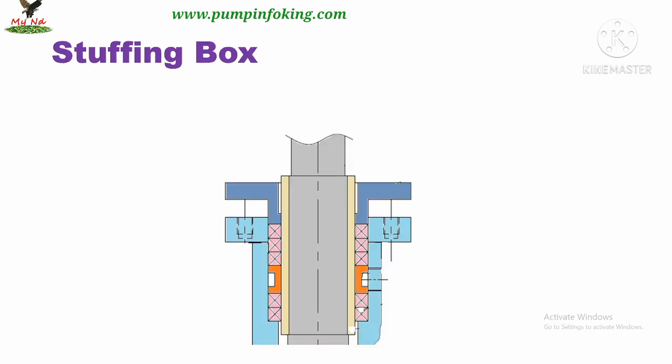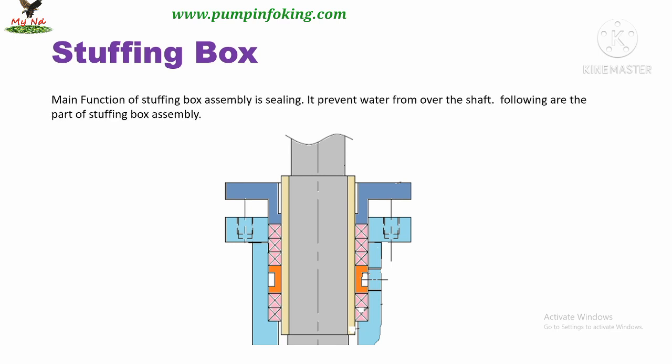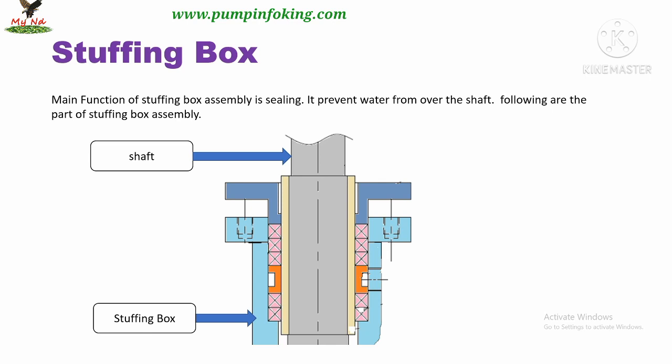Next one assembly is the stuffing box assembly. Look in the picture. Main function of stuffing box assembly is sealing. It prevents water from coming over the shaft. Following are the main parts of the stuffing box assembly. First one part is the shaft. This is the stuffing box in blue color. These are the stuffing box.